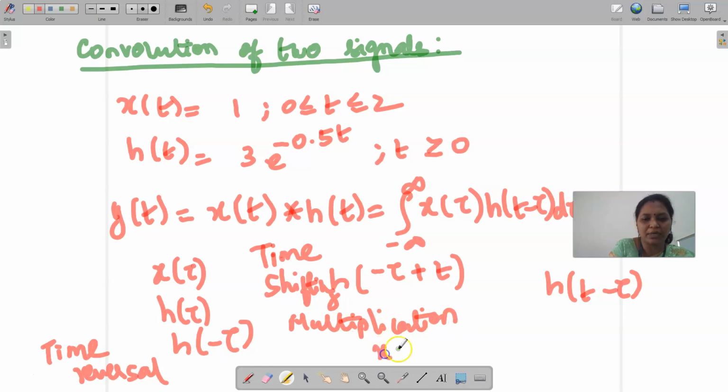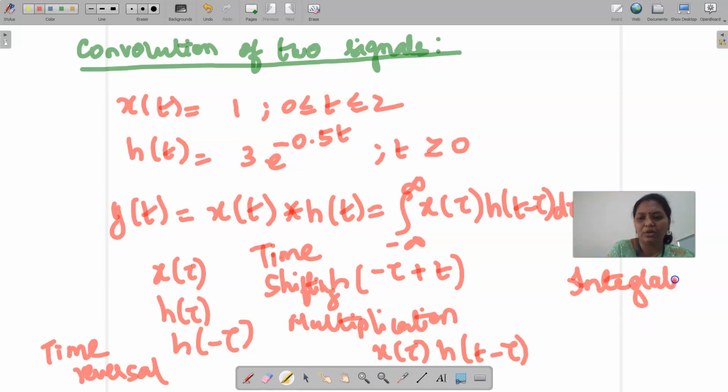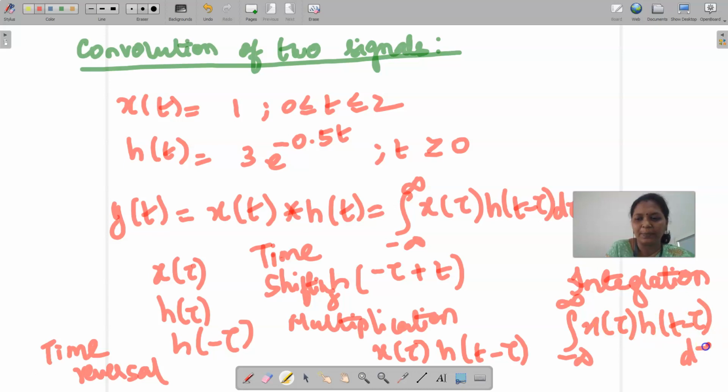That is, I have to find out x of tau into h of t minus tau, and the last operation is integration. I need to find out the final integration of your x of tau into h of t minus tau. So minus infinity to infinity x of tau h of t minus tau d tau I have to determine, and then here I have to multiply x of tau and h of t minus tau, and then I have to integrate. I need to know what are all the values of t. So that is the first step.